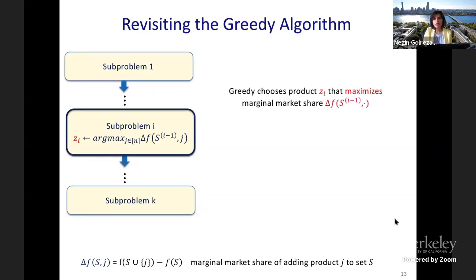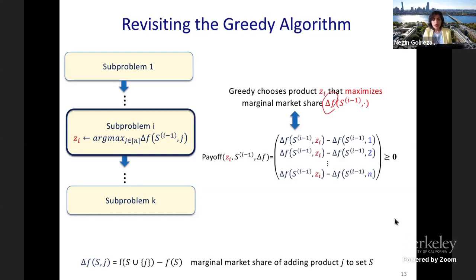If you remember, the greedy algorithm has k subproblems, where in subproblem i, we choose a product Zi that maximizes the marginal market share, delta F, and I just introduced new notation to make everything simpler. Now I'm going to say that the fact that the greedy algorithm chooses such a product is equivalent to this payoff vector being greater than or equal to 0. Let me walk you through this vector and look at the first element. This delta F of Zi is the marginal market share of the product that the greedy chooses, and delta F of 1 is the marginal market share of product 1.